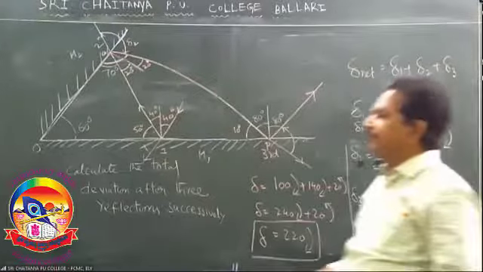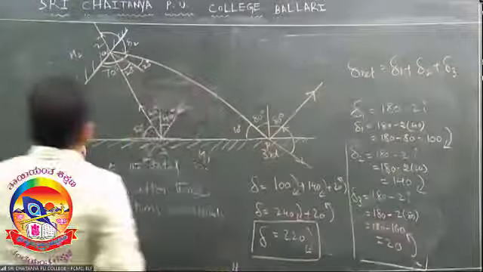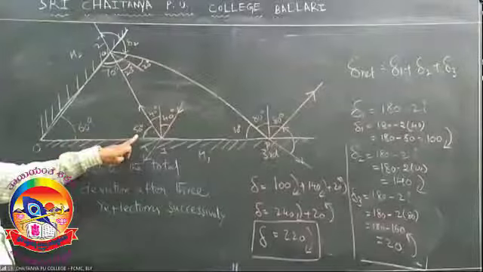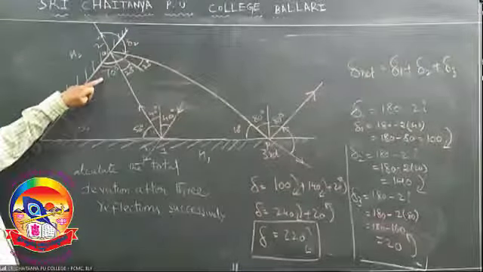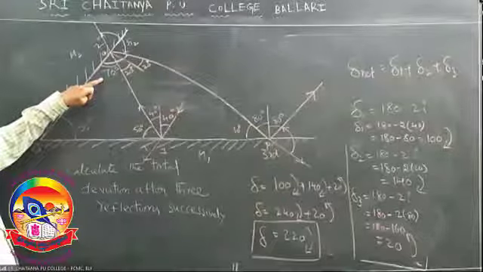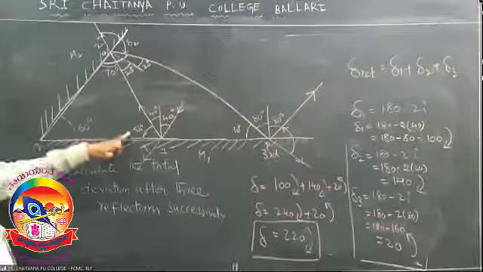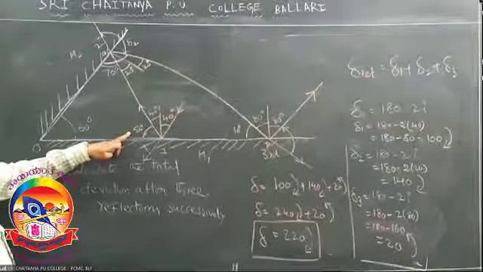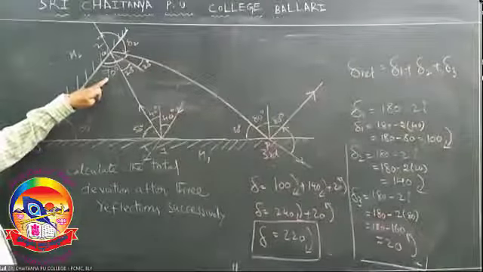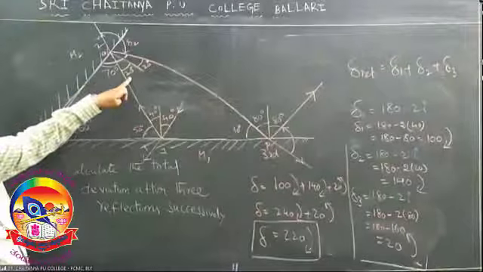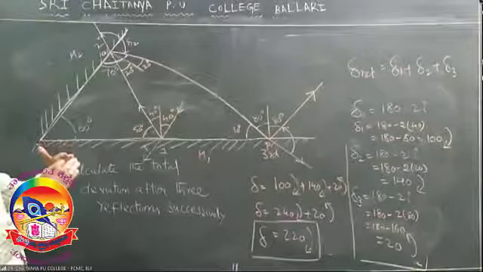Now, this is 60. This is 50. If this is 60, this is 50, what should be this value? Total must be 180. 60 plus 50, 110. 180 minus 110, 70. If this is 70, this should be 20 because those two are perpendicular.